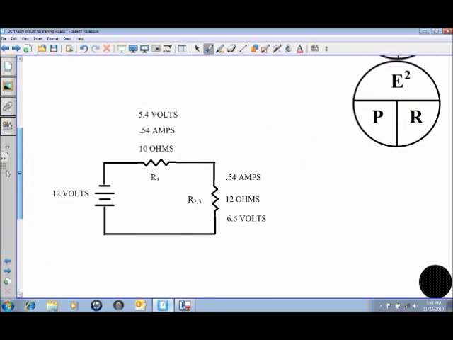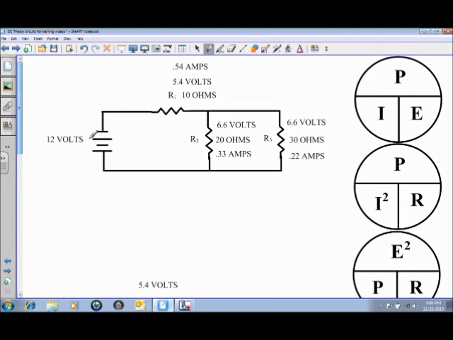Now in the next circuit up, we walk this out. We have the 0.54 amps at both of those places because in this drawing it's a series circuit and current is the same at all points in a series circuit. We have a voltage drop of 5.4 volts on R1, and that leaves 6.6 volts left over for the parallel branch at R2. So we go up to the last circuit, the original circuit.